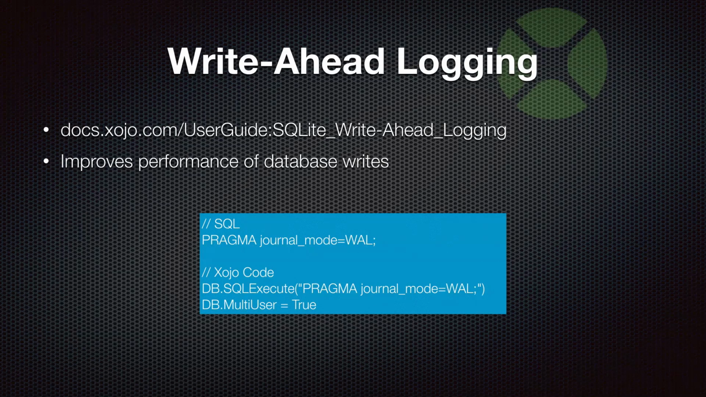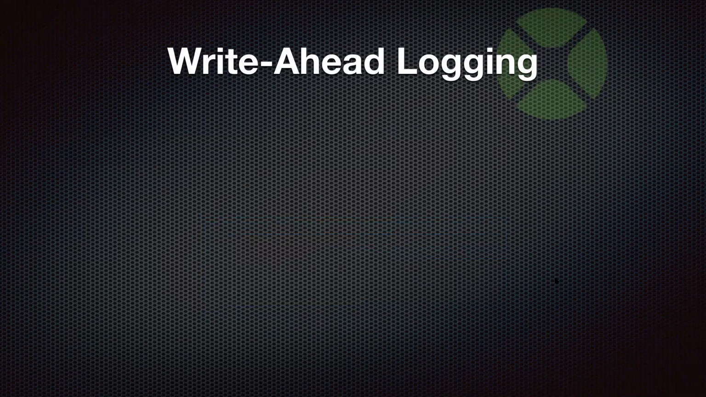So what does write-ahead logging do? How does it work? Well, you've got your app, and your app needs to send a change. So it changes some data, and it sends it off to the database, in this case, the SQLite database engine.